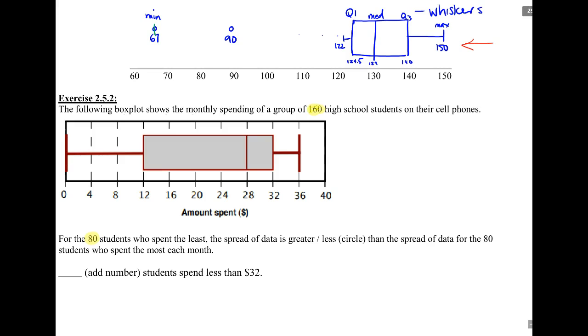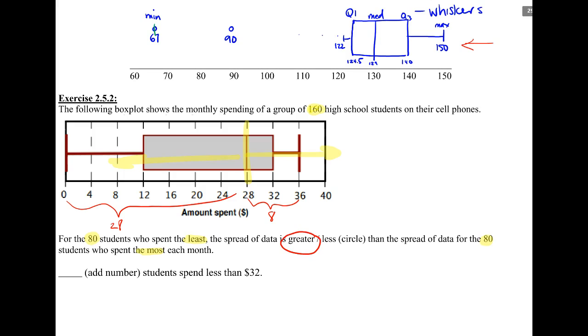So when we talk about the 80 students who spent the least versus the 80 students who spent the most, well, we're just dividing this in half. So this is going to be the median, and the most will be on this side versus the least on this side. And then we're trying to figure out where the spread is the most. So we can easily look here and see the spread is 8 on that upper half versus 28 on the lower half. So the 80 students who spent the least have far more spread in their data than those who spent the most.